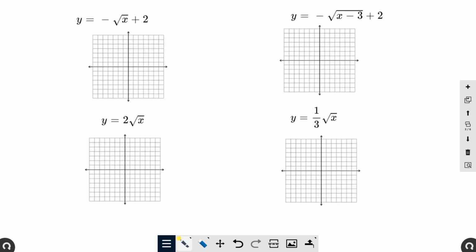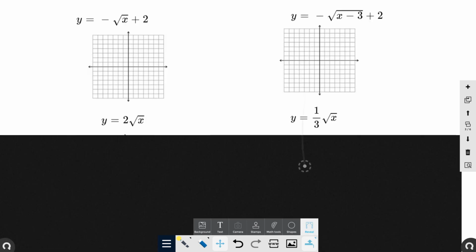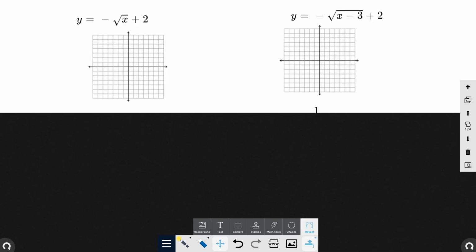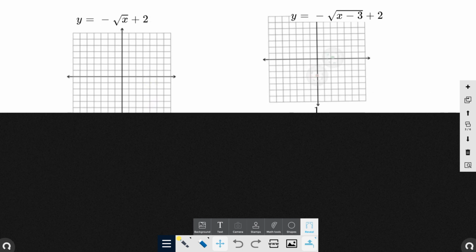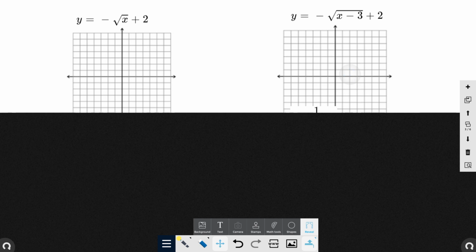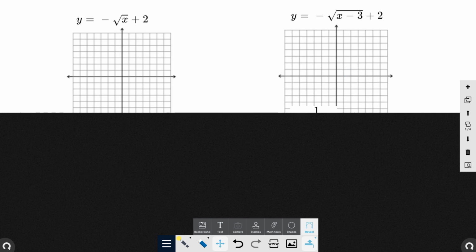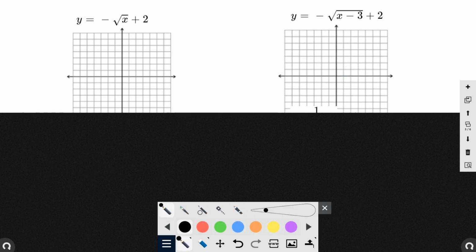All right, let's practice some more problems. So why don't you guys just practice those top two? Do those two on your paper. See if you can figure out the domain and the range and try to make a graph. We'll do them together in a minute, but I'll give you a chance to practice.